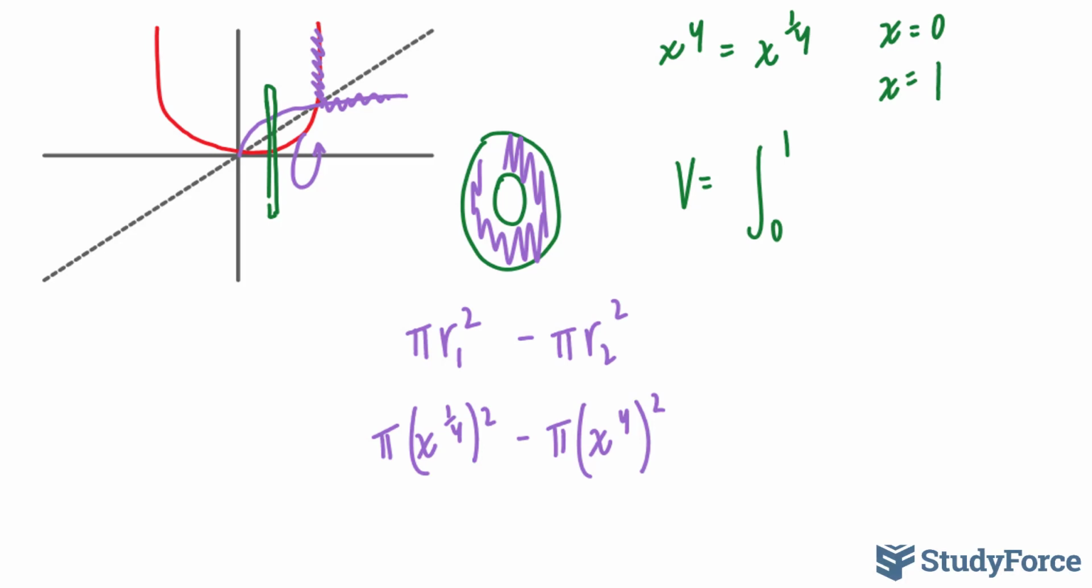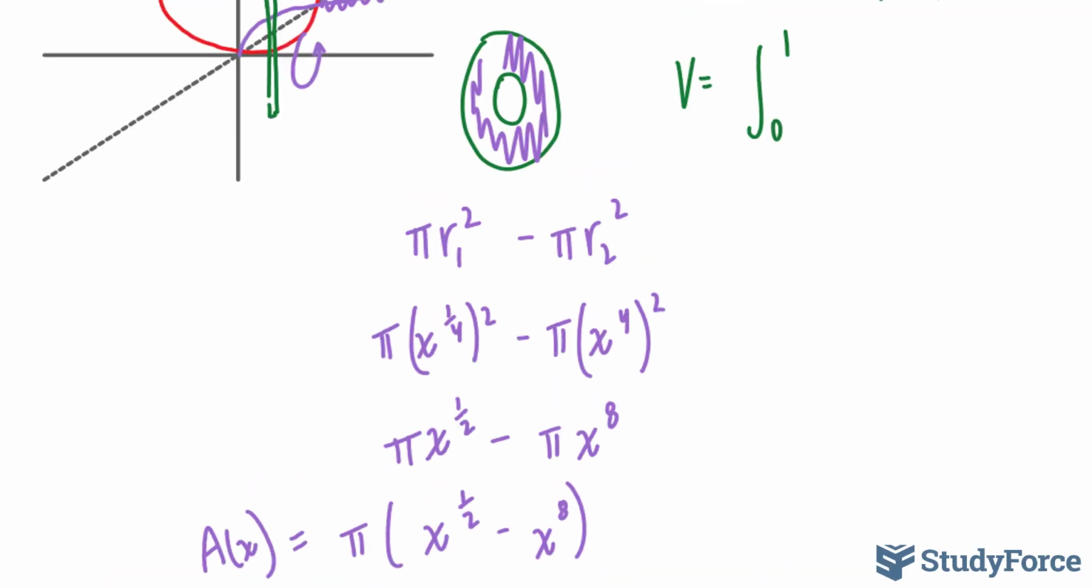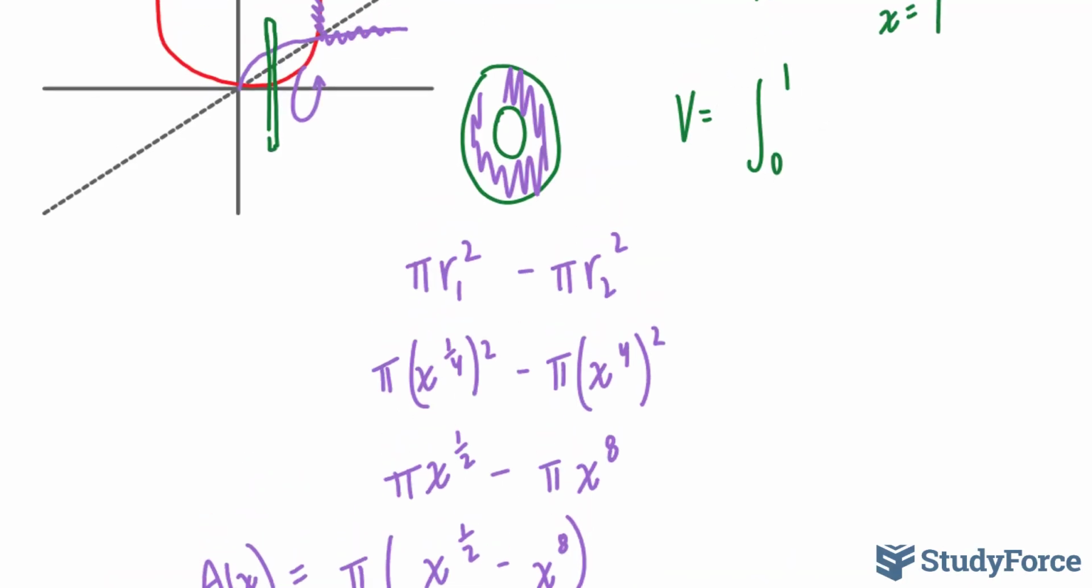Let's go ahead and clean this up a little bit and see if we can reduce any of these terms. x to the power of a quarter, to the power of 2, is x to the power of half, times pi, minus pi times x to the power of 8. Factoring out this pi, we have x to the power of half minus x to the power of 8, and this will serve as A(x). Let's go ahead and substitute that into the function that we're building. Pi times x to the power of half minus x to the power of 8, dx.